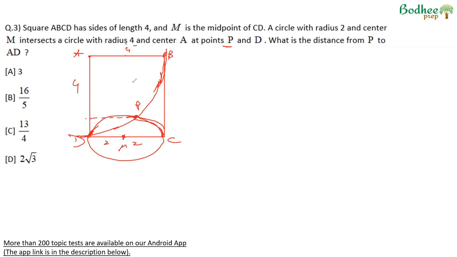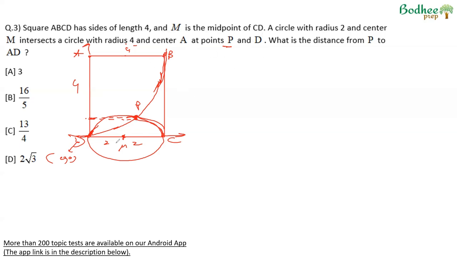Now this outrightly looks to be a geometry question, but coordinate geometry will be a more efficient way to solve this question. For example, we take this as the y-axis, this is the x-axis. D becomes the origin (0, 0). So we'll find the equation of the smaller circle and the larger circle, and therefore we'll be able to find the coordinates of P. From there, we'll find the distance of P from AD.